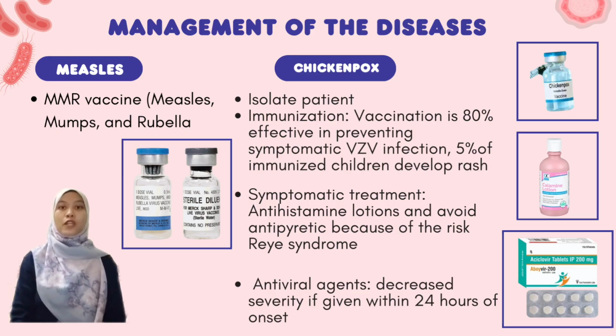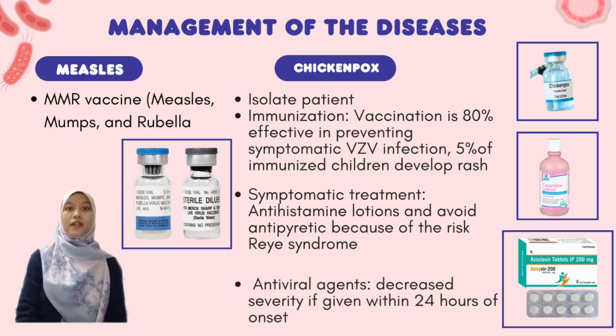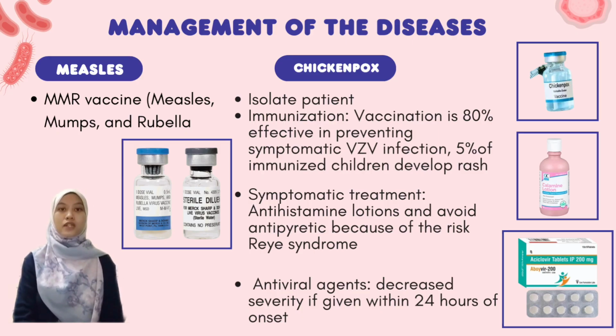Next, for chickenpox, patients should be isolated to prevent transmission because the disease is highly contagious. Vaccination is also important. The chickenpox vaccine is about 80% effective in preventing symptomatic varicella zoster virus infection. However, a small percentage, which is 5% of vaccinated children, may still develop a rash.